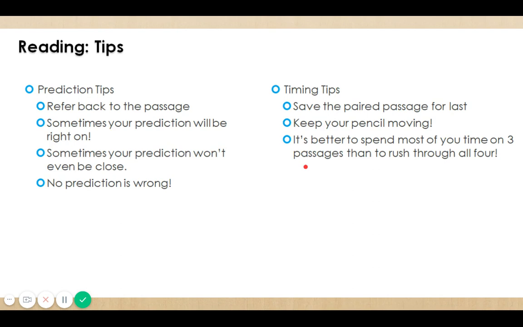Some quick time tips. You're going to have one passage that is the paired passage, and you might want to save that for last just because you can read half of it and know which question still to answer. You want to keep your pencil moving, which is the best way for timing. The reading passages can be so boring, and if you're focused and doing some annotations, it'll be easier to get through. And it's better. When we looked at the scoring, it's about how many questions you're getting right versus how many questions you're completing. So you're better to spend more time on 3 passages than to rush and make sure you get through all 4.